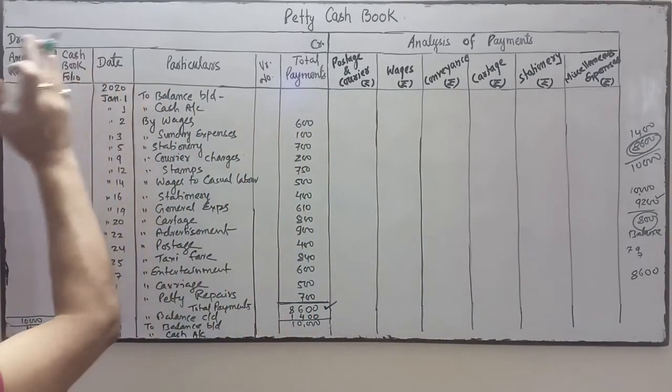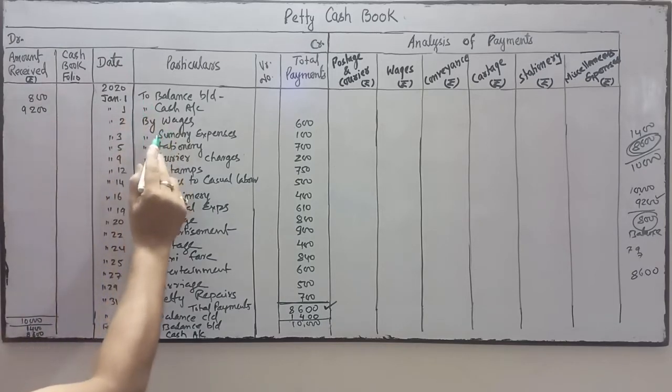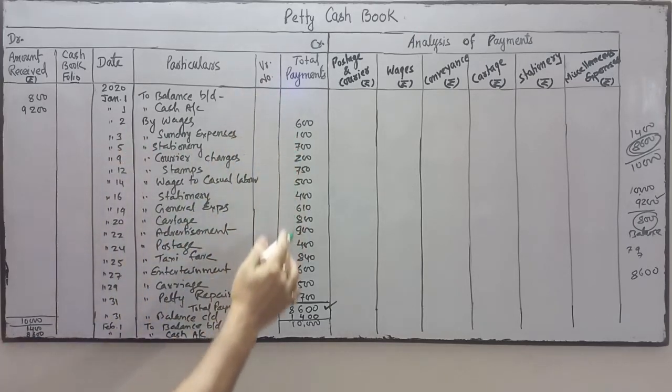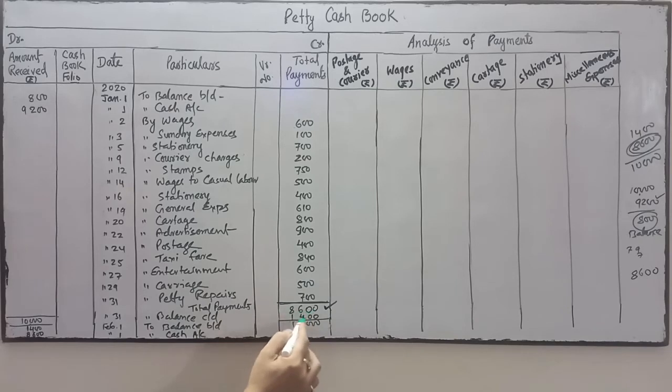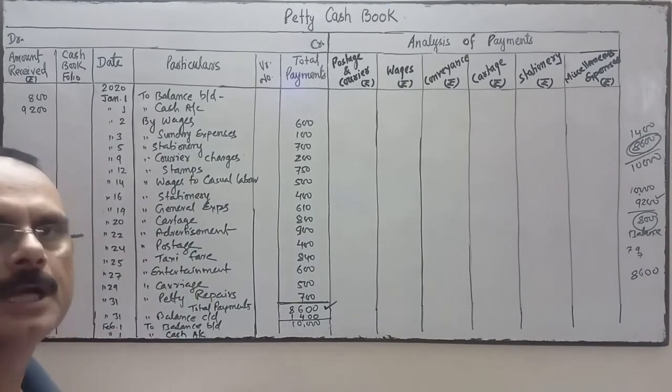Whenever we write this receipt side, we start with "To". These are two items related to "To". These are all payments, so a payment starts with "By", and we write it in the total payment column. This is the total payment, this is the balance, and this balance will be brought down on the first day of the next month. Whatever amount was spent in the last month, the petty cashier will take from the head cashier on February 1st, 8,600, so that the imprest money will again be 10,000.